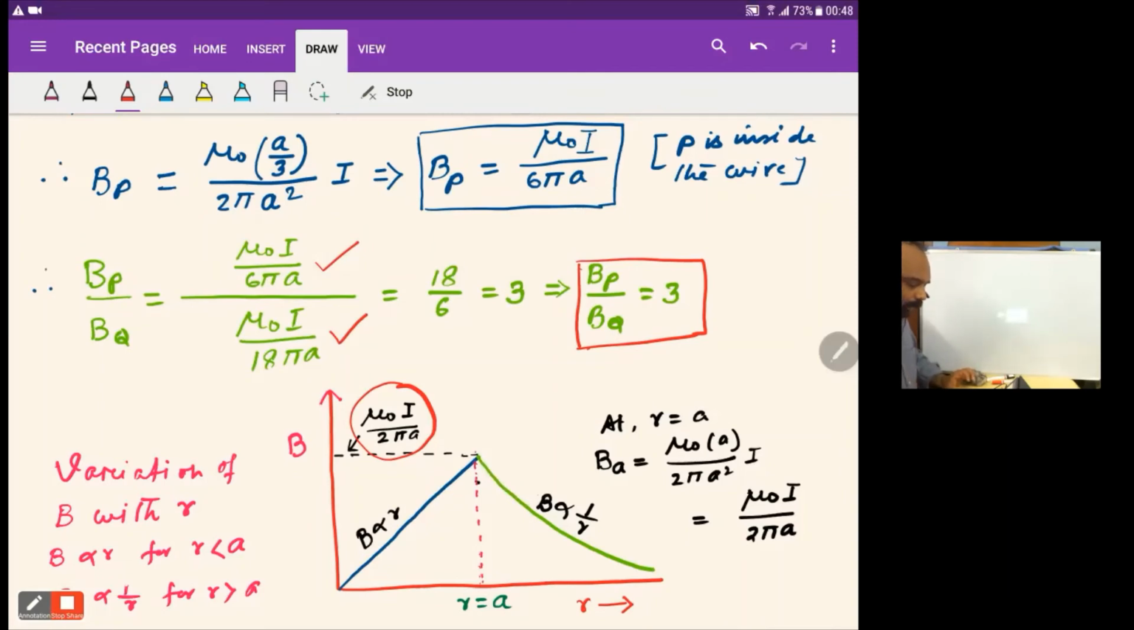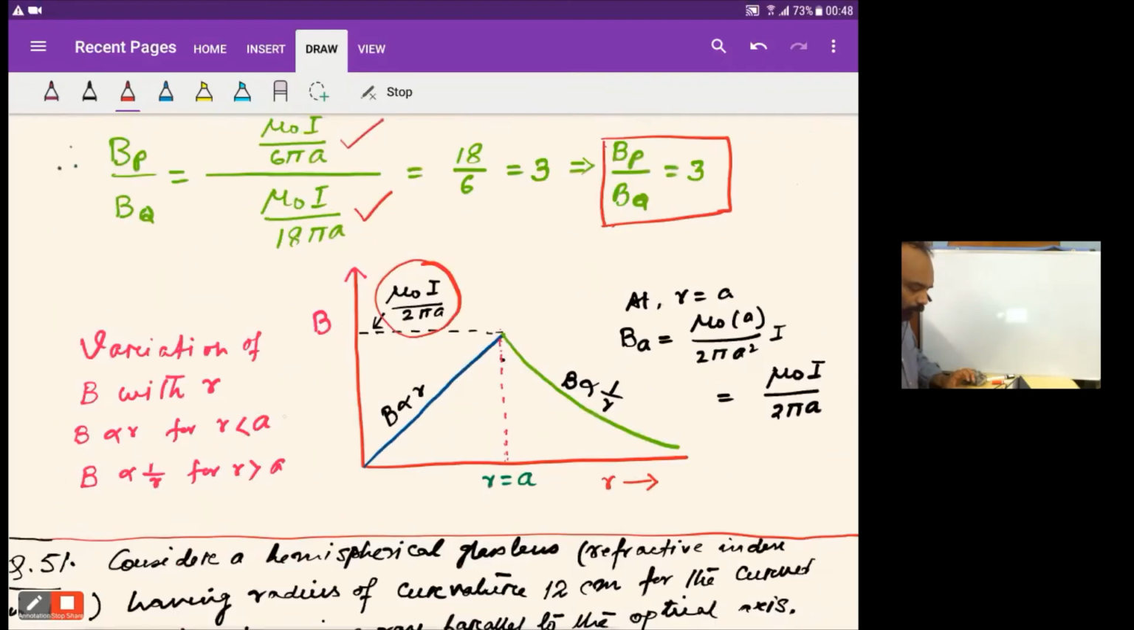So variation of B with r: B is proportional to r for r smaller than a, that means when it is inside the wire, and B is proportional to 1 upon r when r is greater than a.